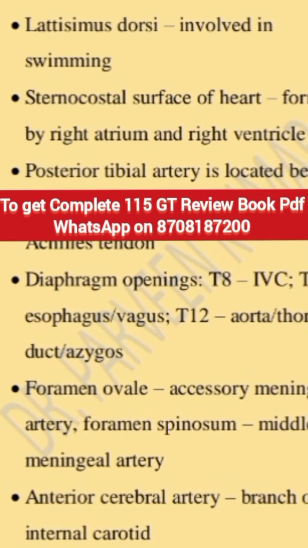Foramen ovale transmits the accessory meningeal artery. Foramen spinosum transmits the middle meningeal artery. The anterior cerebral artery is a branch of the internal carotid artery. These are the key points of anatomy which are often asked, and there are many such points.